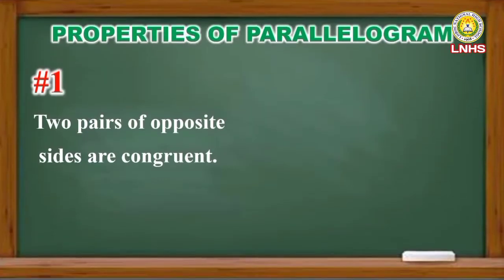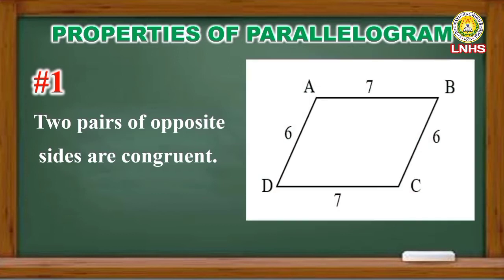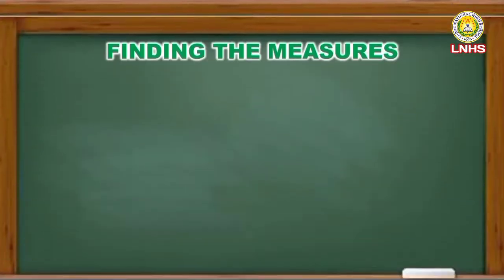Now, let us discuss the different properties. Number 1, 2 pairs of opposite sides are congruent. So, side AD is congruent to side BC. They are both 6. So, AD is equal to 6 and BC is equal to 6. And side AB is congruent to side DC, which is equal to 7. So, that is property number 1.